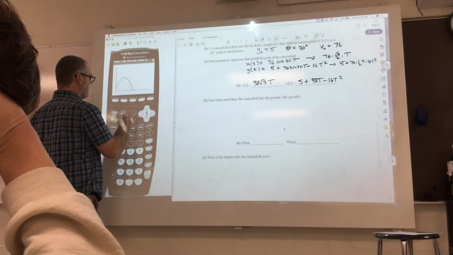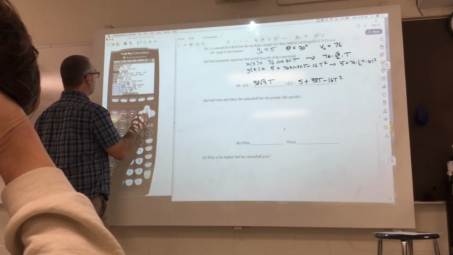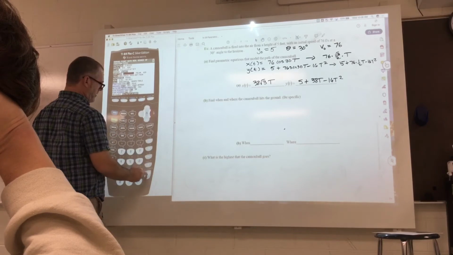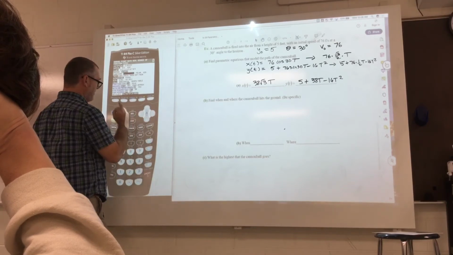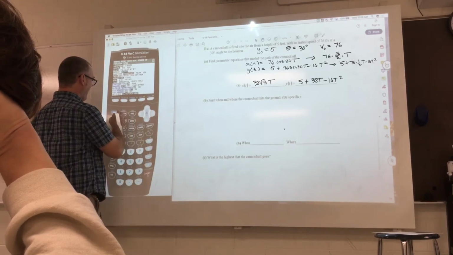So I'm going to go back to parametric mode, and let me show you how I'm going to do it, because this is the most efficient way. Whether y'all agree or not, this is the most efficient way. Trust me. Okay? Don't fight it.